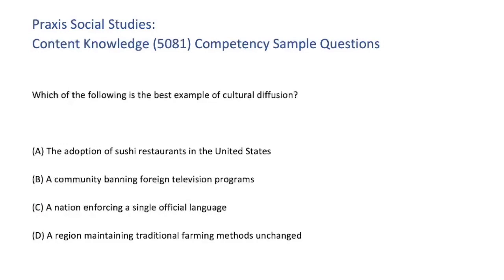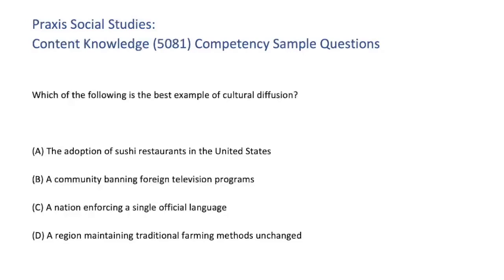Which of the following is the best example of cultural diffusion? A, the adoption of sushi restaurants in the United States. B, a community banning foreign television programs. C, a nation enforcing a single official language? Or D, a region maintaining traditional farming methods unchanged?